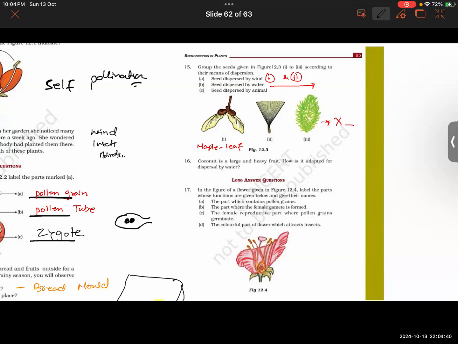It is a kind of wild plant. It grows in the wild, and it is spiny. It gets stuck onto the body of the animal. That is xanthium. So it will be dispersed with the help of the animals. It will basically stick onto the fur of the animals, and the animal will be helping in dispersing this kind of seed. Okay. Question number 16.